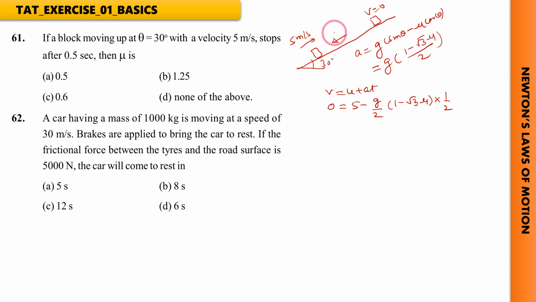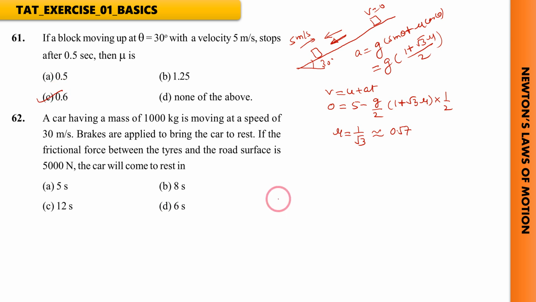Since the block is moving up, the friction force is also acting downside, and mg sin theta is also acting downside. So acceleration downside will be g sin theta plus mu cos theta, because both are downward. So here it will be plus, and this will also be plus. Now on solving this equation, we will get 1 upon root 3, which comes to 0.57, so this is close to 0.6. So C will be the answer to this question.